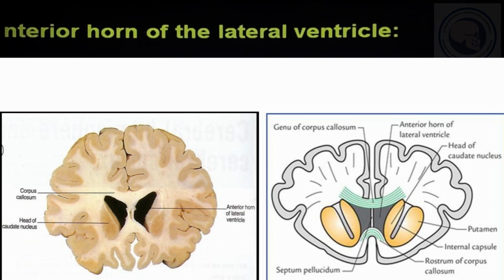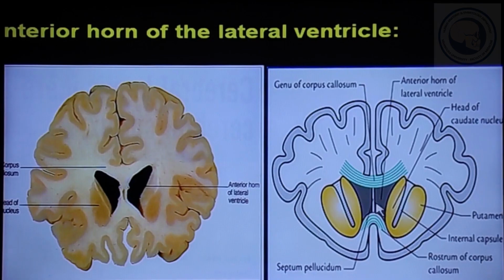When you see a coronal section in the brain and you see this U-shaped structure, remember that this is the level of the anterior horn. This U-shape reveals the head of caudate and the lentiform nucleus, while in between is the anterior limb of the internal capsule.